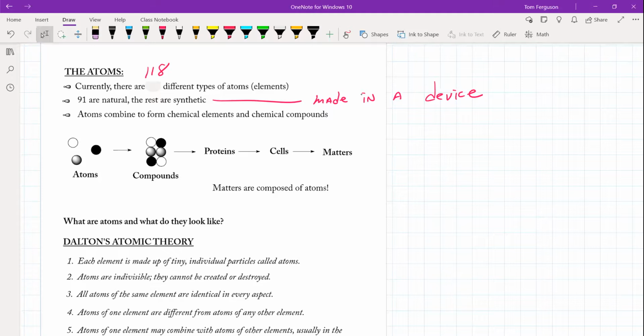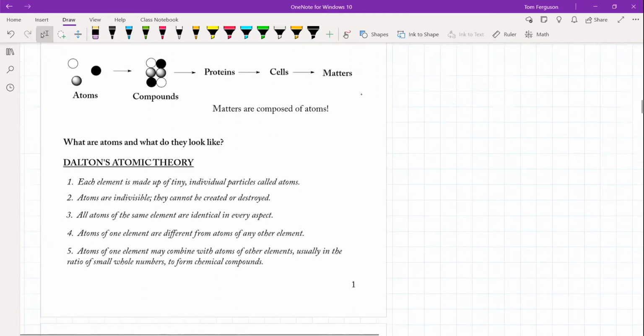When we put the atoms together, those are called compounds. And those compounds can be hundreds of millions of things. Proteins, iron, wire, concrete, glass. I mean, just anything you can think of is a compound, unless it's singularly an atom. Okay.